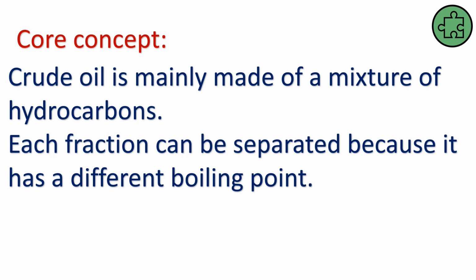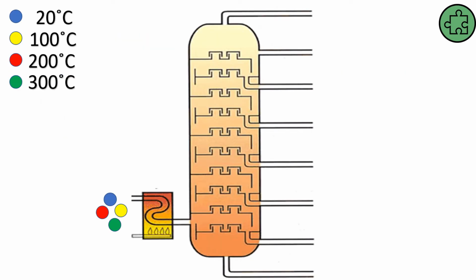So the core concept here then is that crude oil is mainly made of a mixture of hydrocarbons. It does have other impurities in it as well, but you don't need to worry about them. And each fraction, that is groups of hydrocarbons that are similar to each other, so similar lengths, can be separated because it has different boiling points. Okay, so let's go into some detail about fractional distillation. I've chosen 4 hydrocarbons and I've given them some boiling points. These numbers are made up, but hopefully you'll get a really good idea of what's going on.